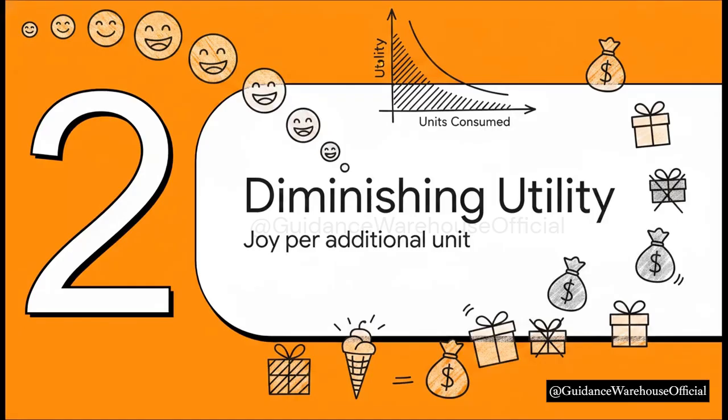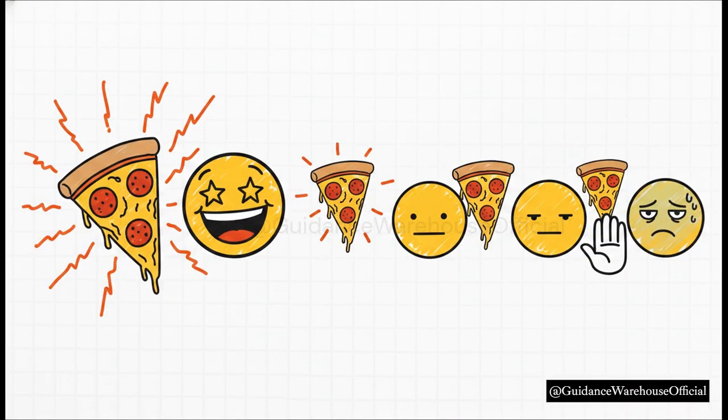Which brings us to Section 2, the law of diminishing utility. Let's make this perfectly clear with the classic pizza analogy. Picture this. You are literally starving. That first slice of pizza? Amazing. Pure magic. It gives you incredible satisfaction. But what about the second slice? I mean, it's pretty good, but not quite as life-changing as the first one. By the third slice, you're getting full. And the fourth slice, you might actually be saying, no more. Please, I'm done.